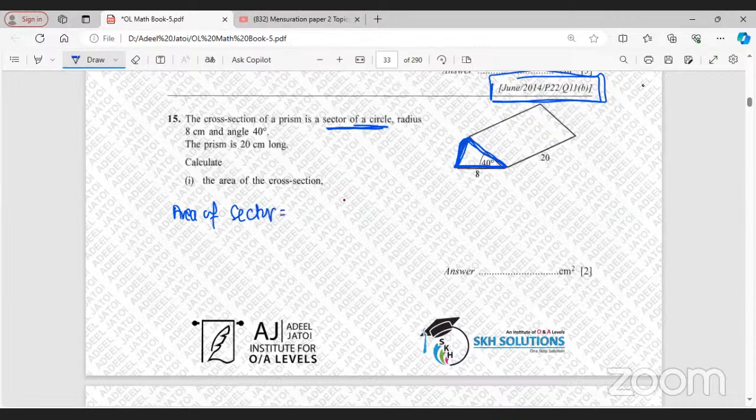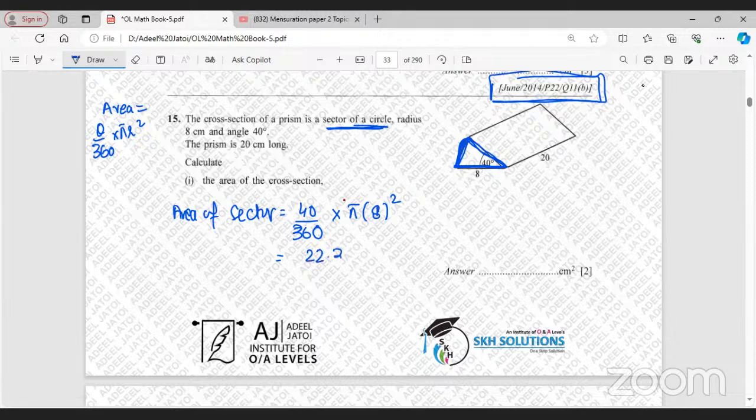becomes the area of the cross section: 40 upon 360 multiplied by pi, and r is 8 squared, because the sector formula is theta upon 360 into pi r squared. This tells you the area. So the answer using the calculator will be 22.3 centimeter square.